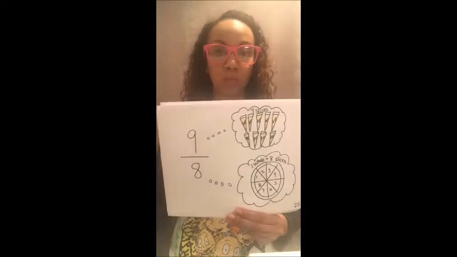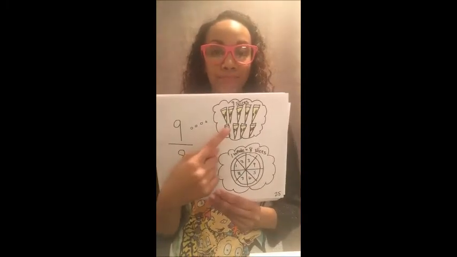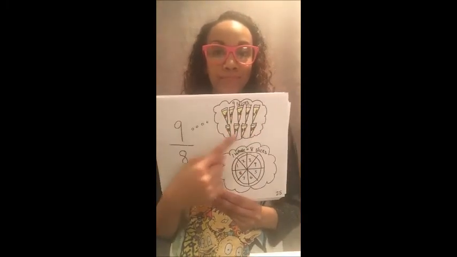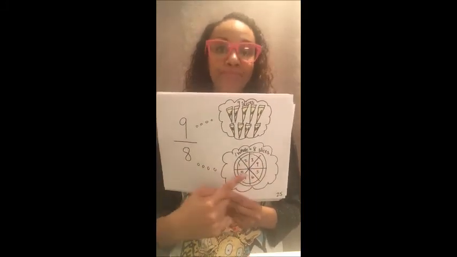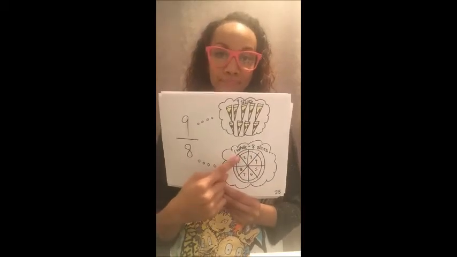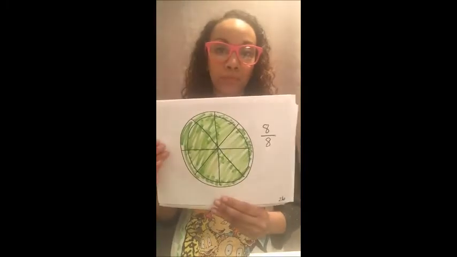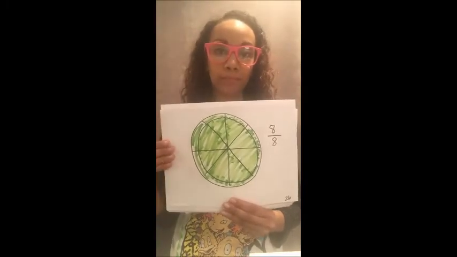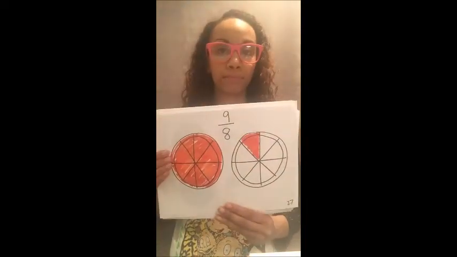To show 9/8, I have to look at my numerator and denominator. The 9 in the numerator tells me that I ate 9 slices of pizza. And the 8 in the denominator tells me how big each of those slices were. That is, that the pizza was divided into 8 equal slices. When I draw my first pizza, I notice that I can only shade in 8/8. To show 9/8, I will need to draw another pizza that is also divided into 8 equal slices.